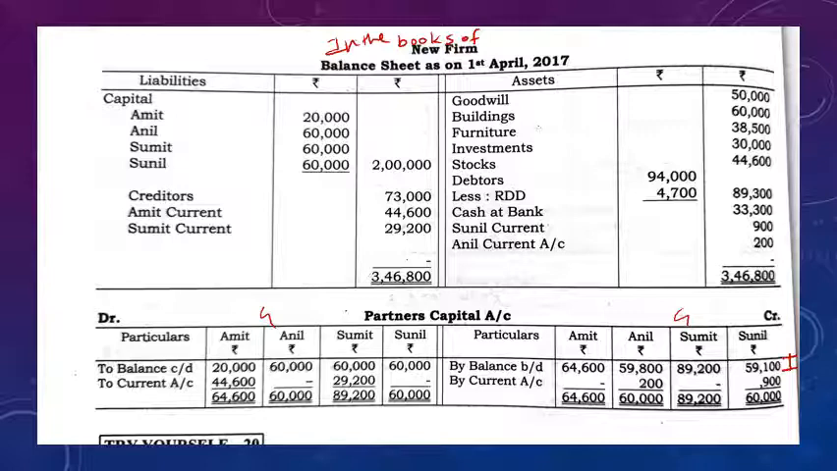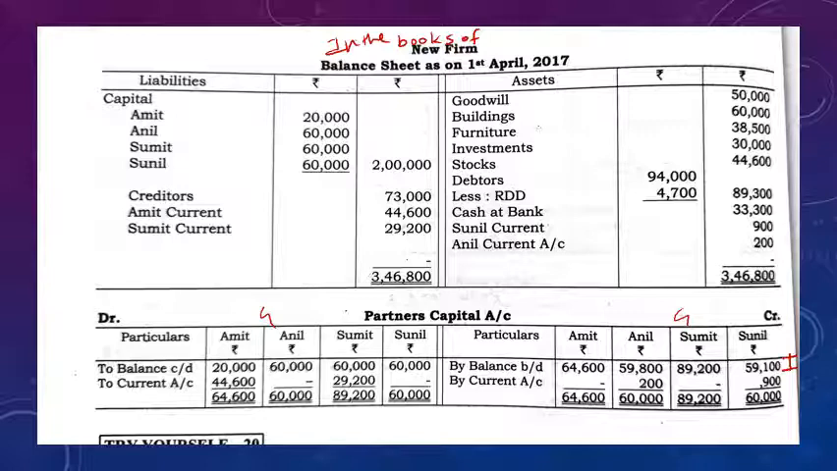Now second step, we have to write the required balances which we have calculated in our second slide. Total capital was 2 lakh and that 2 lakh was multiplied by their new PSR. Their new PSR was 1 is to 3 is to 3 is to 3. That means 1 upon 10, 3 upon 10, 3 upon 10, 3 upon 10. So we multiplied 2 lakh by this PSR and we got these capitals.